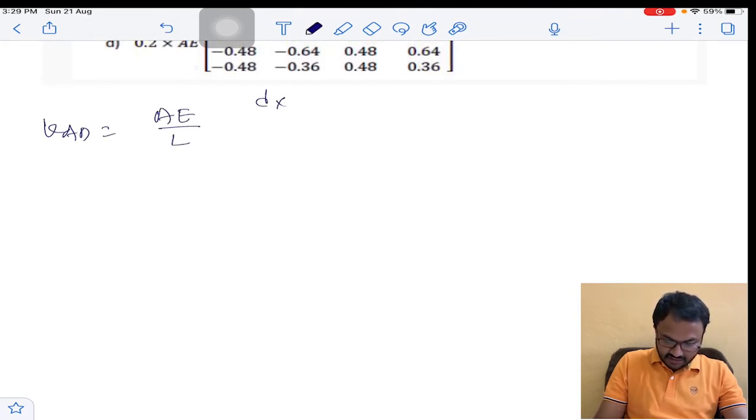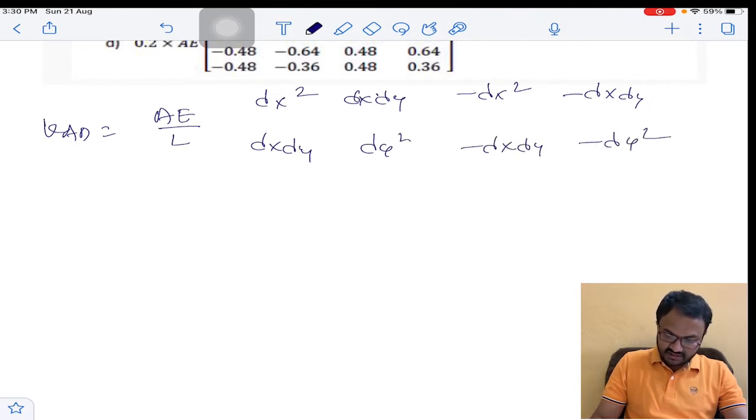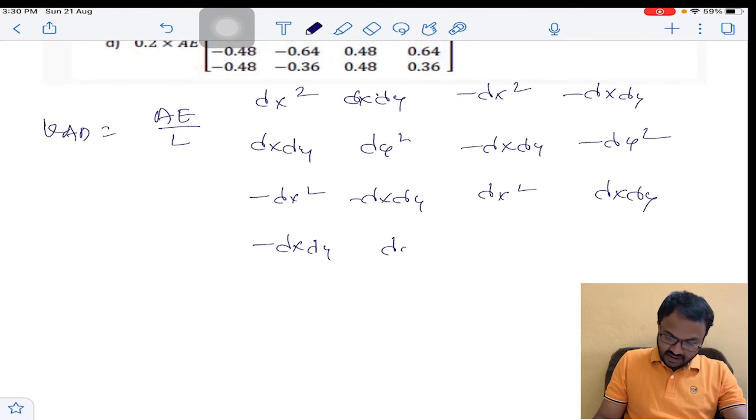There is a formula: lambda x square, lambda x lambda y, minus lambda x square, minus lambda x lambda y; lambda x lambda y, lambda y square, minus lambda x lambda y, minus lambda y square; minus lambda x square, minus lambda x lambda y, lambda x square, lambda x lambda y; and minus lambda x lambda y, minus lambda y square, lambda x lambda y, and lambda y square. Okay.